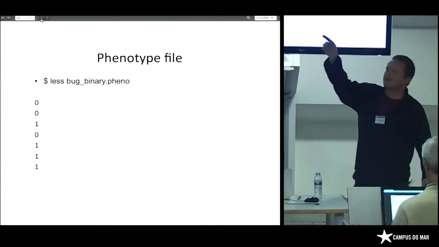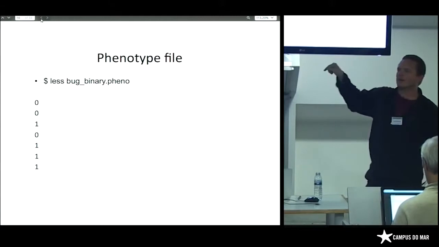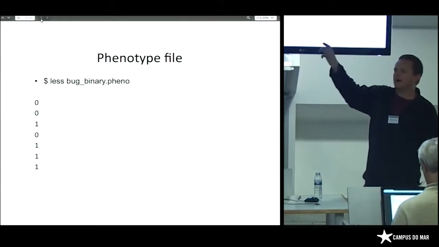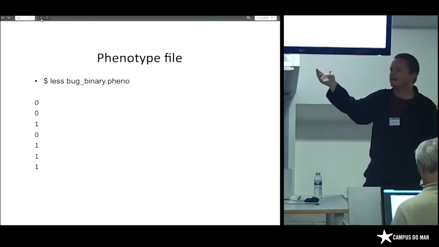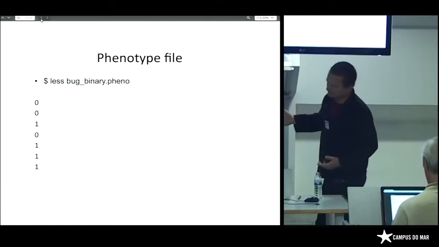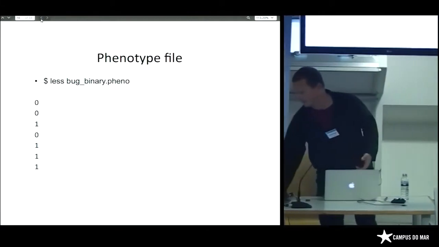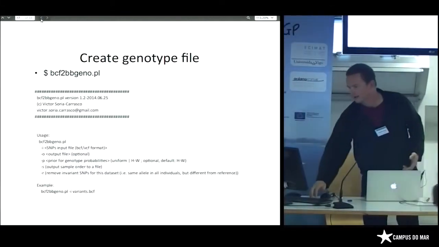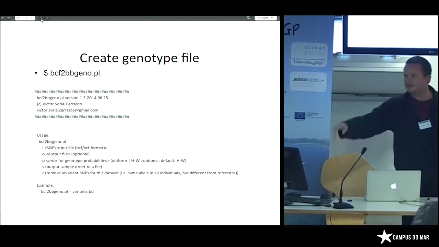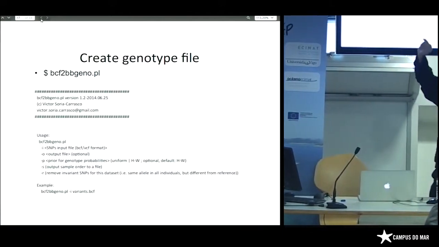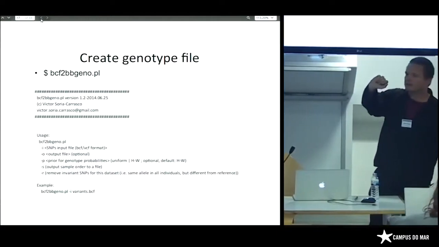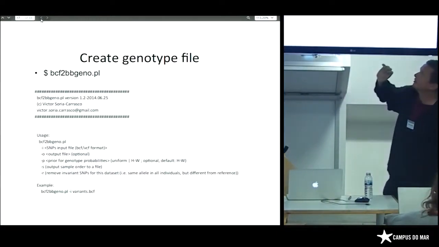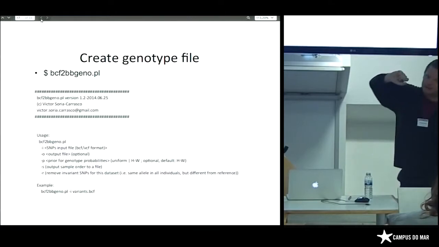Those phenotypes are in the same order as the columns in our binary SNP file. But we can't read the binary file. We need to turn that into something useful, which we're about to do. We're going to create a genotype file. So if you just type in BCF2bbgeno and hit enter, you'll see this.